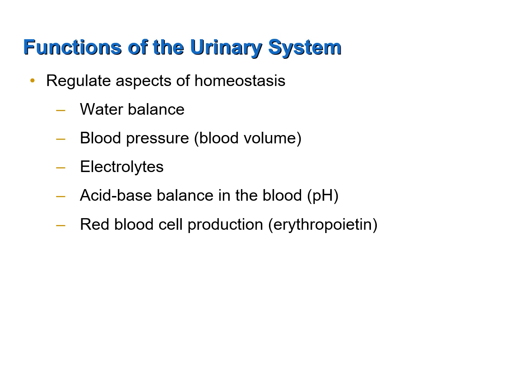If you recall, the kidneys release the hormone erythropoietin, which stimulates the red bone marrow to produce red blood cells. So the urinary system also plays a role in red blood cell formation. And lastly, vitamin D is activated in the kidneys, so the urinary system also plays a vital role in calcium homeostasis.